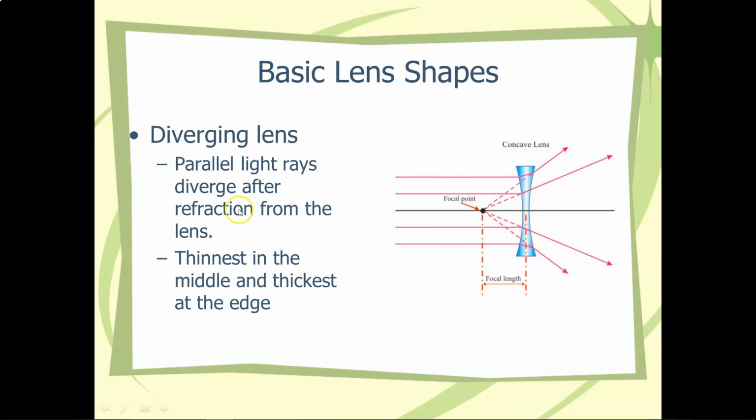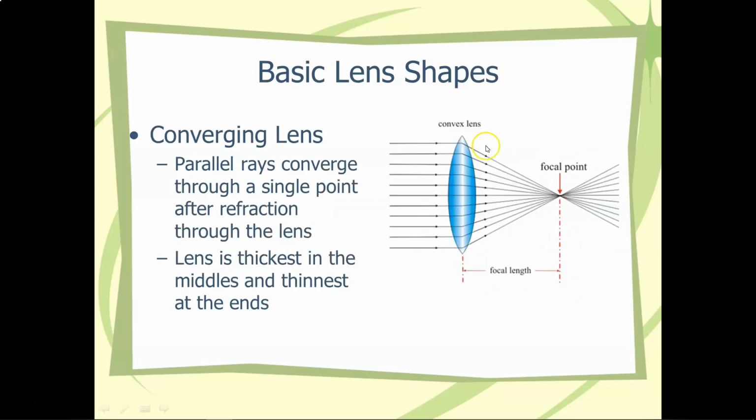Furthermore, diverging lenses are thinnest in the middle, but start to get thicker and thicker as you get towards the ends of the lens. So we call them diverging lenses because they start to diverge the light rays that are coming in parallel. So once again, they are called diverging lenses because they cause parallel light rays that enter to spread out and diverge away from each other, while a converging lens does the exact opposite, causing the parallel light rays to converge and come together at the focal point.